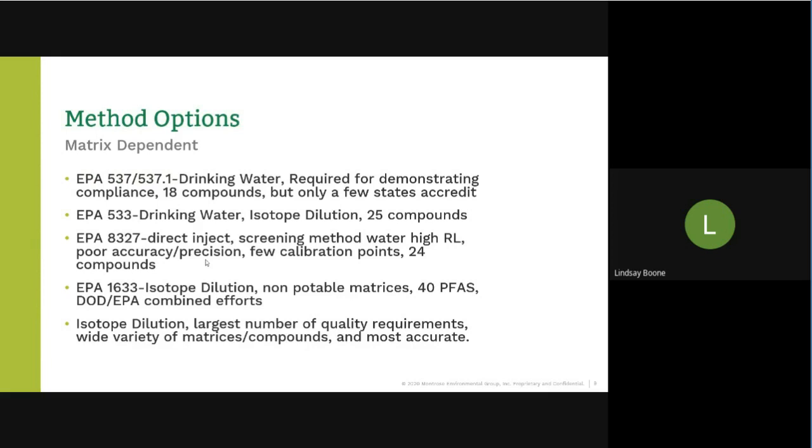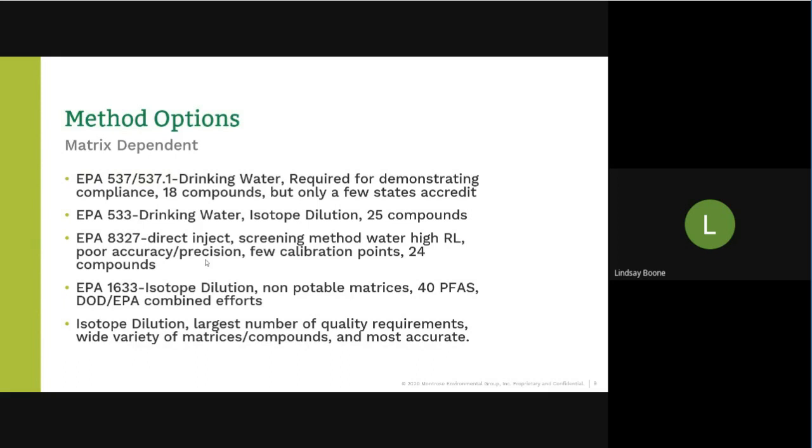EPA 8327 is a relatively new method that came out. It was not available at the time the study was occurring. It's a direct inject method for the solid waste industry. It's got higher reporting limits, and it's not that specific. It's more of, are the PFAS there or are they not?